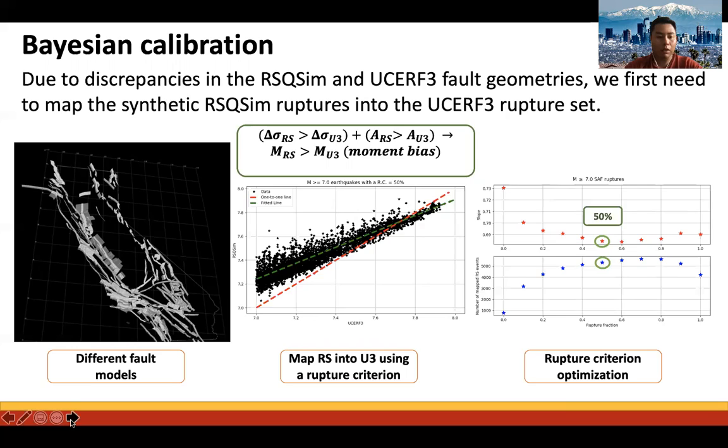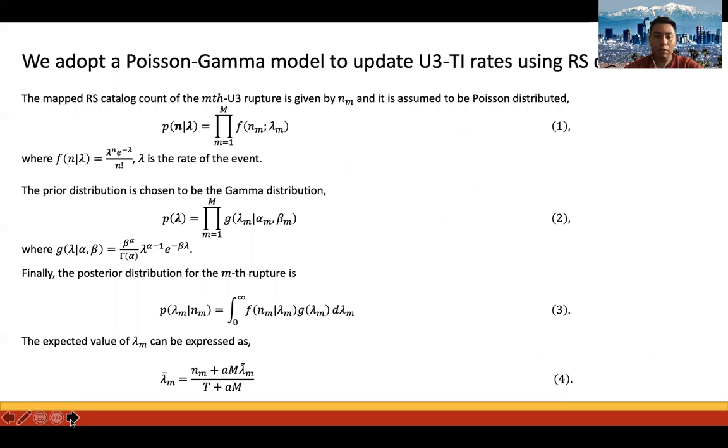All right, now that we have mapped those ruptures, we adopted a Poisson gamma model to update the time-independent rates using RSQ-SIM. We do that by defining the n sub m variable, which is going to tell us the number of times that RSQ-SIM mapped the mth user 3 rupture, and that's going to be assumed to be Poisson distributed. We then choose the prior distribution as a gamma distribution, and the posterior distribution is going to be also gamma because the Poisson and the gamma distributions are conjugate.